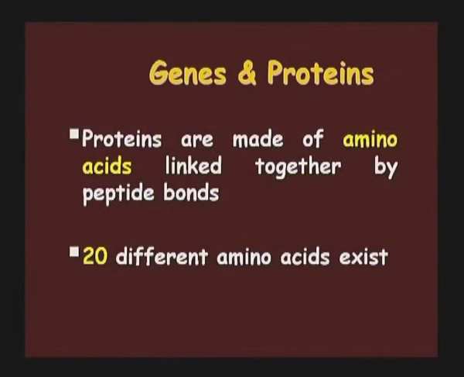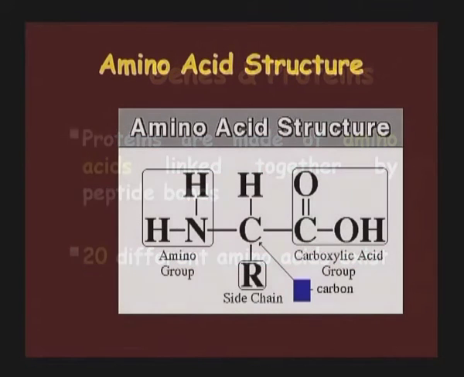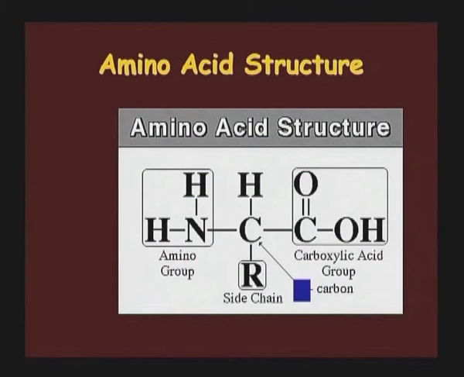Proteins are made of amino acids linked together by peptide bonds, and there are more than 20 different amino acids that exist. Here is the structure of an amino acid: there is an amino group, there is a side chain, and there is a carboxylic acid group, and the combination of all these three makes an amino acid. The COOH group is the characteristic acid group of the amino acid, and the amino group is responsible for the name amino acid.